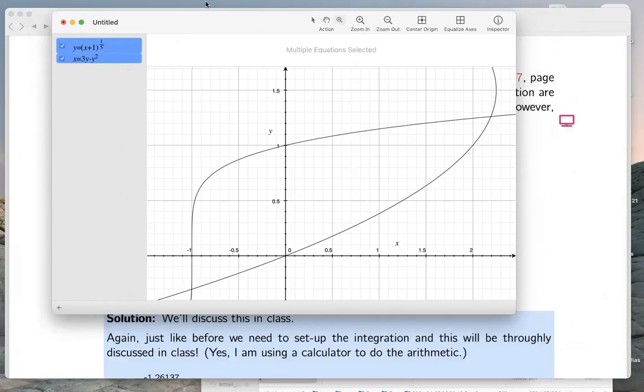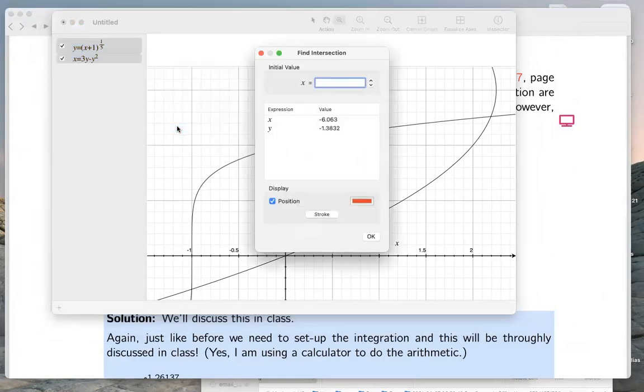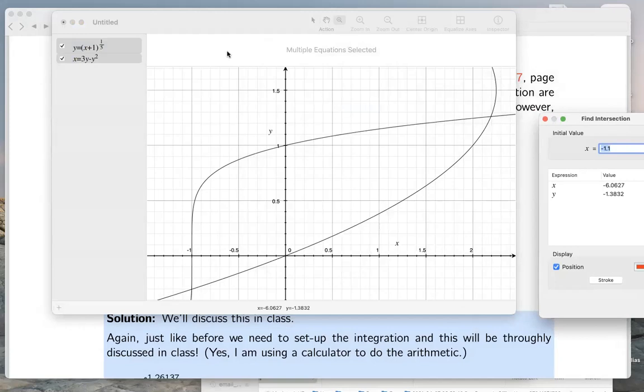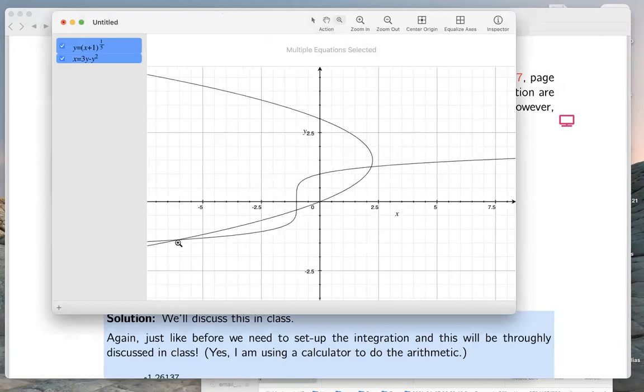Let me just select both of these. Point of intersection. I'm looking at it, by the way. So I'm wondering why the software is having a tough time with that. And I'm going to say x is about -1.1. It's not coming up with it. All right, I want to zoom out a little bit and find out what it's doing. It's actually coming up at this point over here. It's having a really tough time with this point over here.